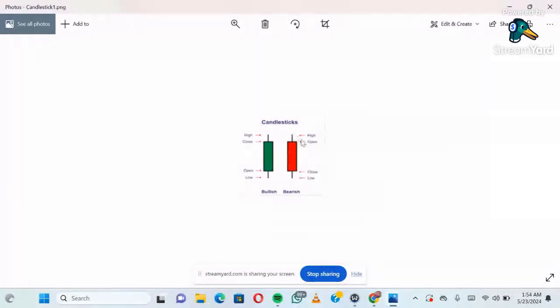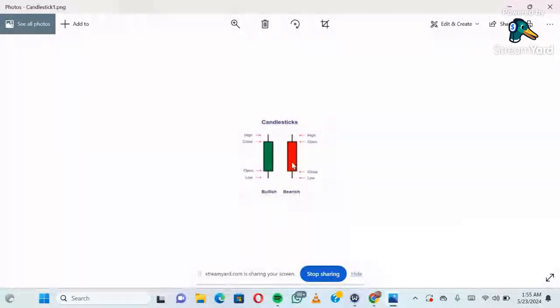We're not only talking about 1 hour. If you're talking about the 15 minutes time frame too, that is the highest point the market ever gets to. If you're talking about the 5 minutes time frame, that is the highest point the market ever gets to within 5 minutes, or within 15 minutes, or within 1 hour. So this is the open, this is the high. This is the body of the candle.